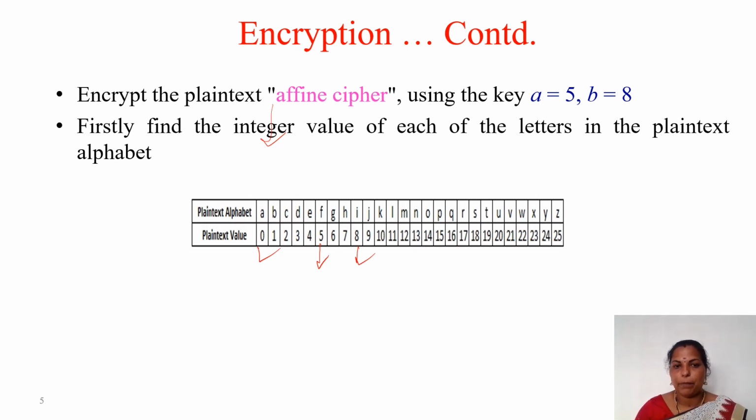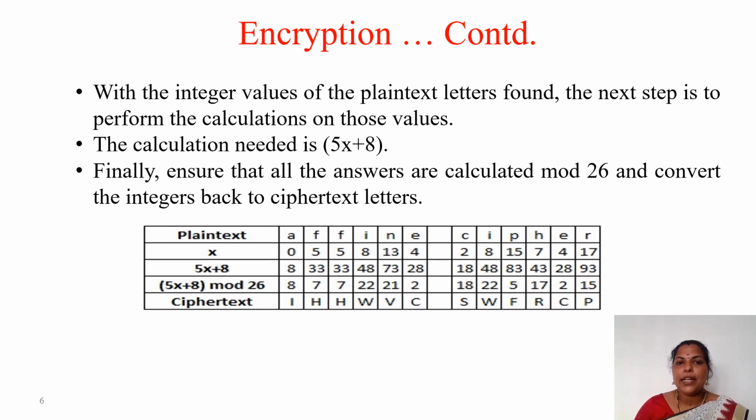With the integer values of the plain text letters found, the next step is to perform the calculations on those values. Here we have A equal to 5 and B equal to 8, so we have Ax plus B, that is 5x plus 8. Then we ensure that all the answers are calculated mod 26 and convert the integers back to the ciphertext.